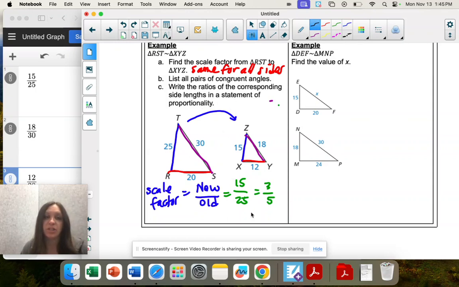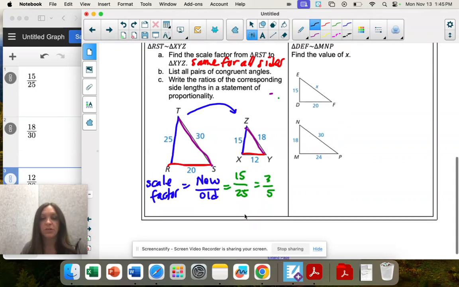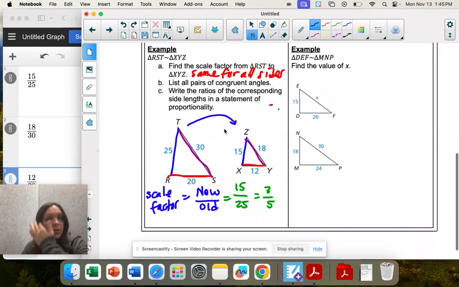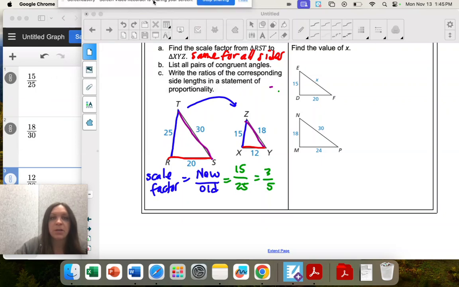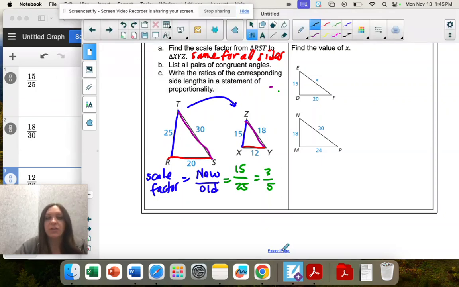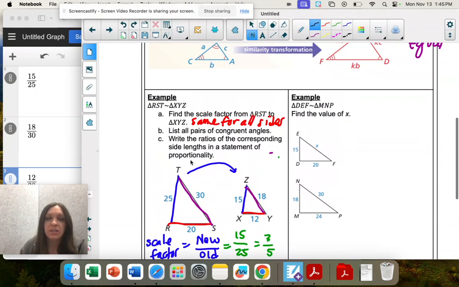Okay, list all pairs of congruent angles and write the ratios of the corresponding side lengths in a statement of proportionality. So I'm kind of running out of room for that. But all congruent angles, the angles stay the same. So T is congruent to Z. R is congruent to X. S is congruent to Y. Okay, remember the angles don't change, it's just the sides.